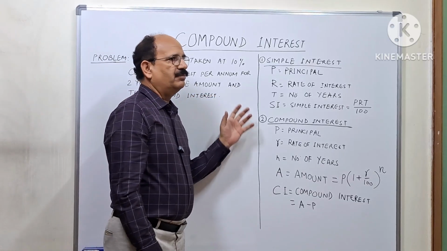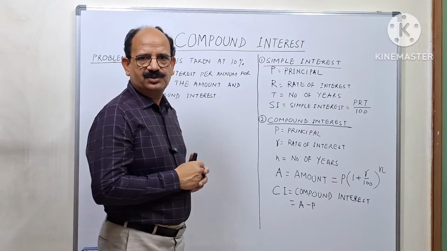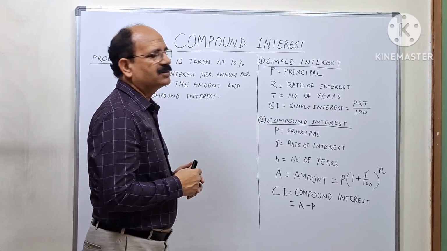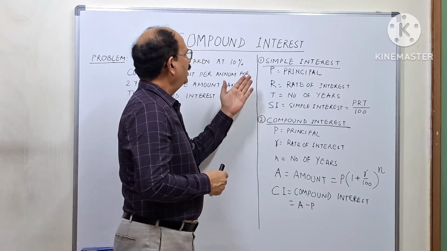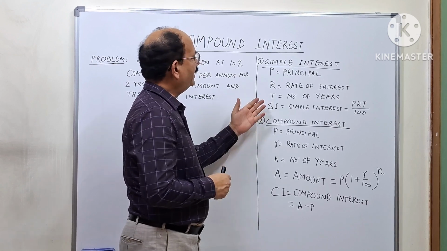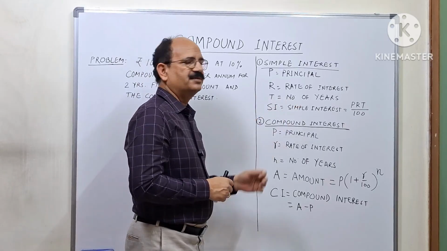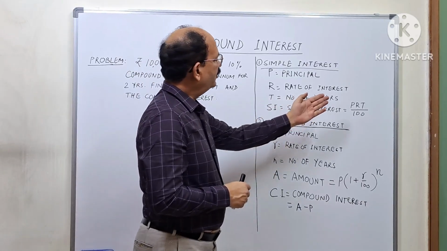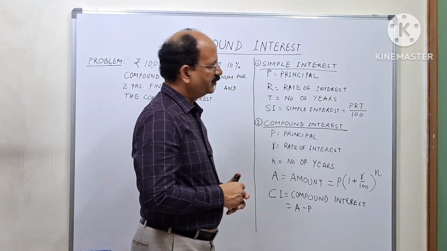Compound interest has some bearing on simple interest also. In your earlier classes you might have learned that in simple interest, P is principal, R is rate of interest, and T is number of years. Therefore, simple interest is given by the formula P multiplied by R multiplied by T by 100.